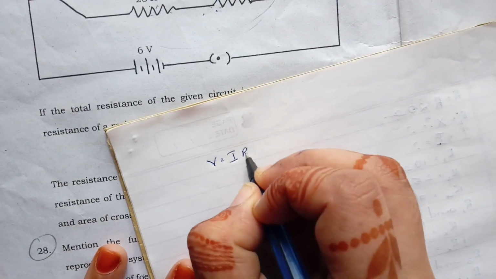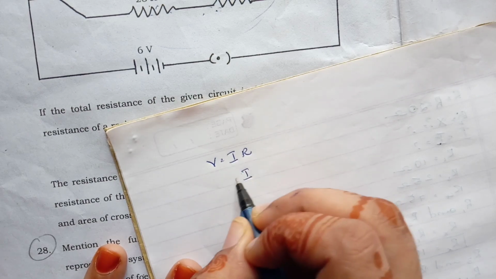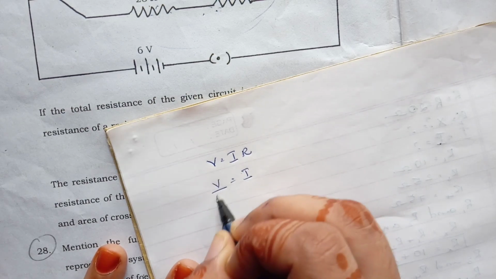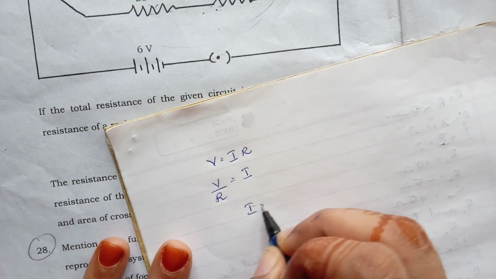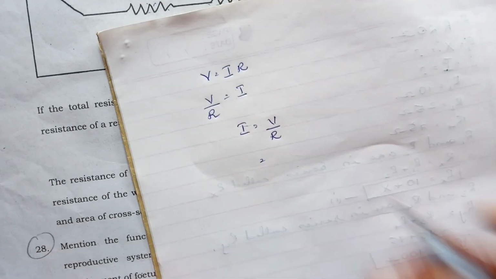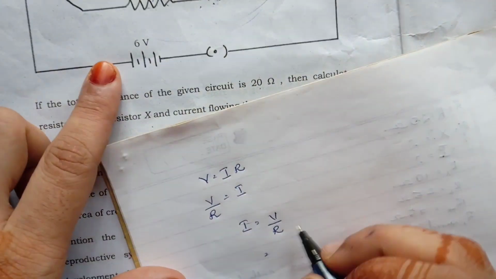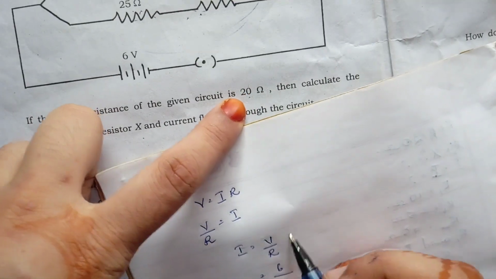V is equal to IR. I need to find I, so I'm just going to keep I on this side and bring R down here, just shifting positions. Now, my V value, as told here, is 6 volts. My R, the total resistance, is 20.